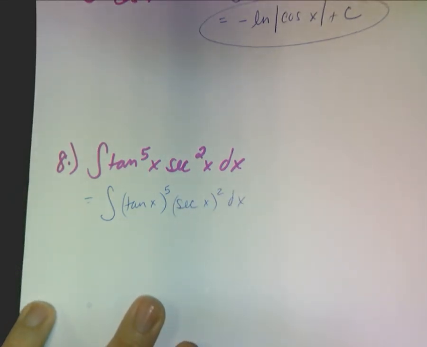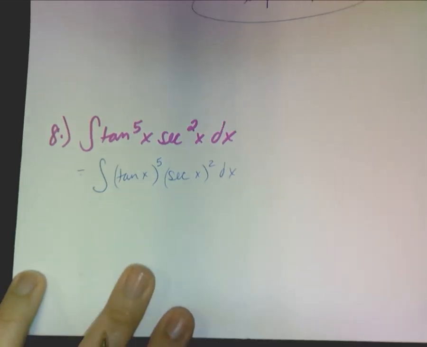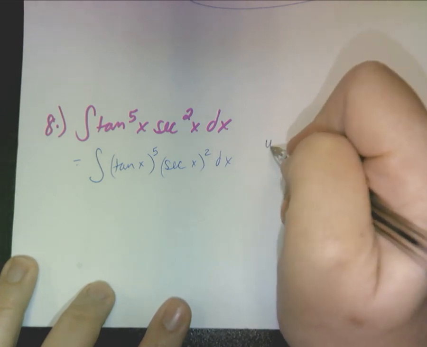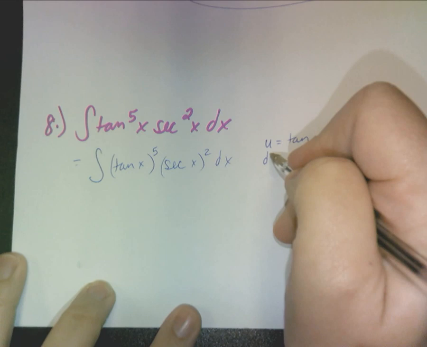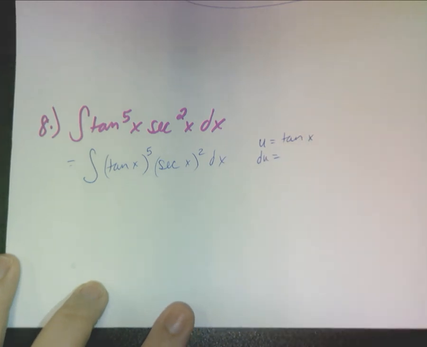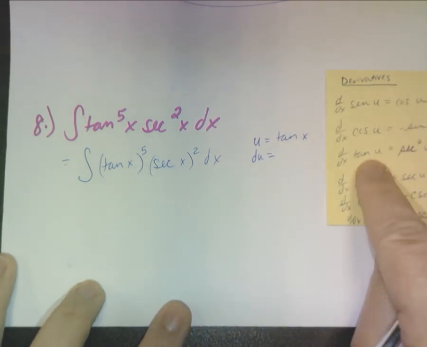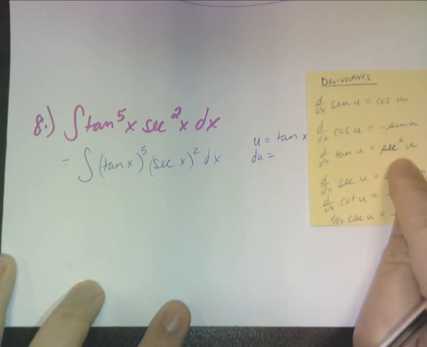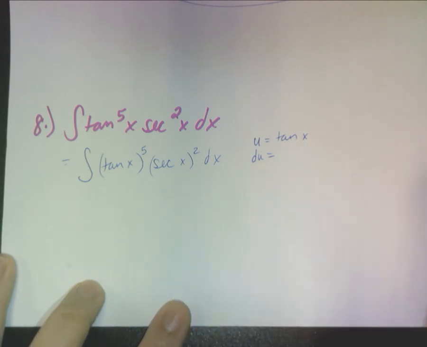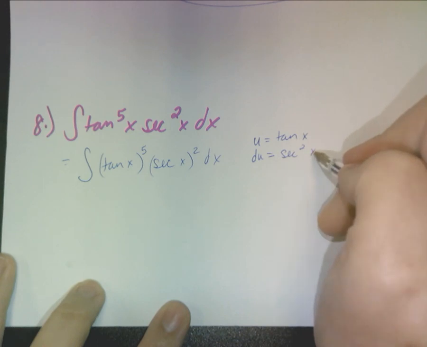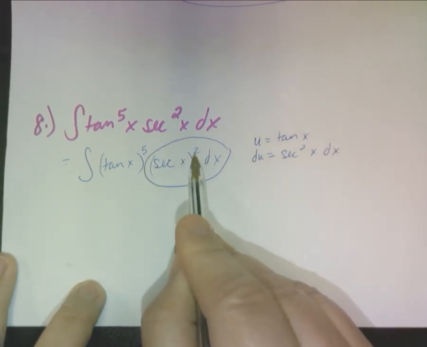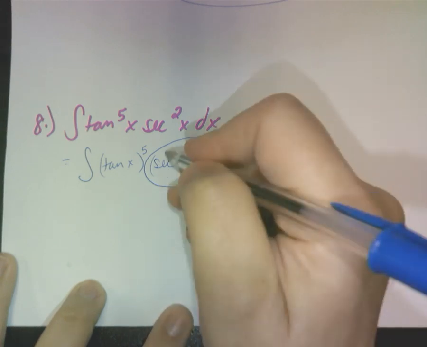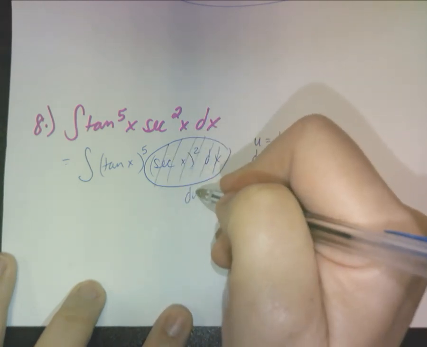So which one do I want to let my u? Probably the one with the higher power. It's usually the one I choose. So let's let u be tan x. The derivative of tan, let me go to my little yellow sticky note. The derivative of tan is secant squared. Well, that's great because that's what I have. Secant squared x, put a little dx. So this right here, secant squared dx, cross it off and call it du.